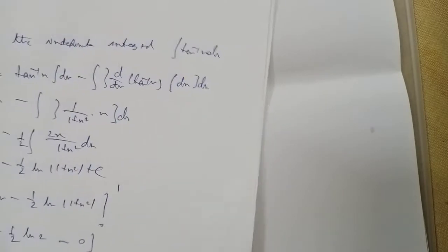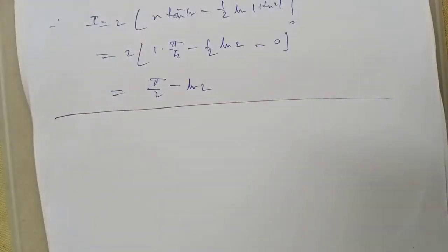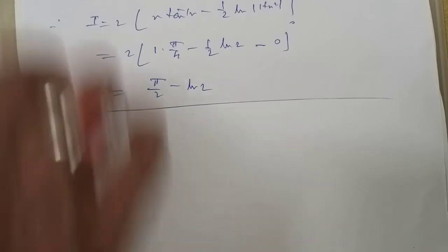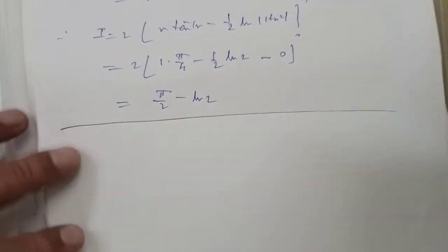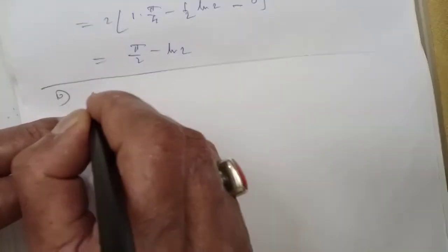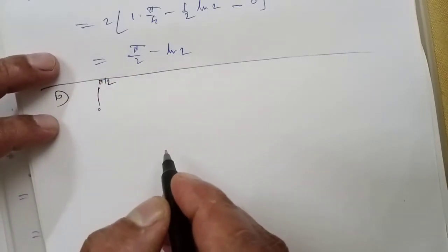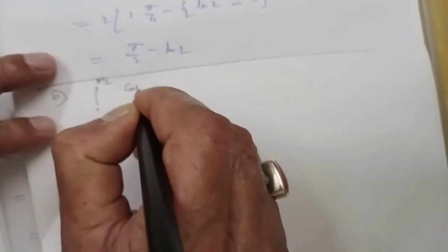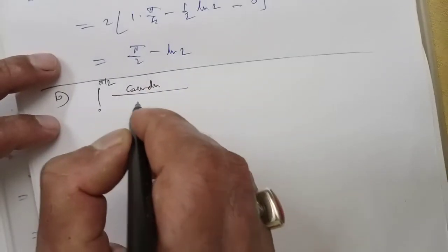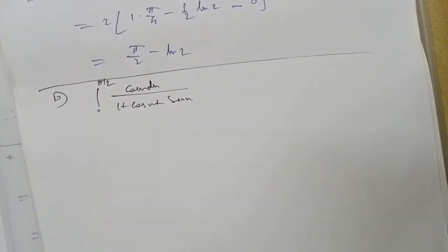Let us start today's class with a problem. This will be the 10th problem of property 4. Integral from 0 to pi by 2 of cos x dx by 1 plus cos x plus sin x.